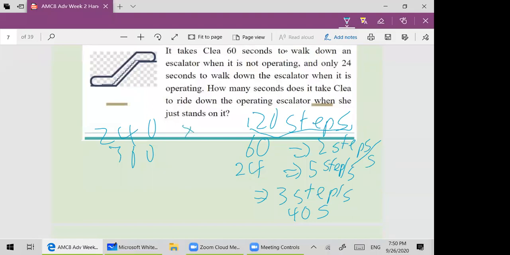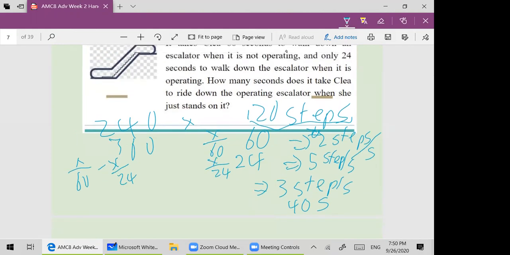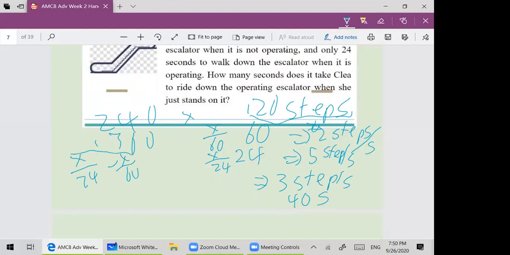because this is x over 60, this is x over 24, and x over 24 minus x over 60. Anyways, it just makes the numbers a lot simpler.